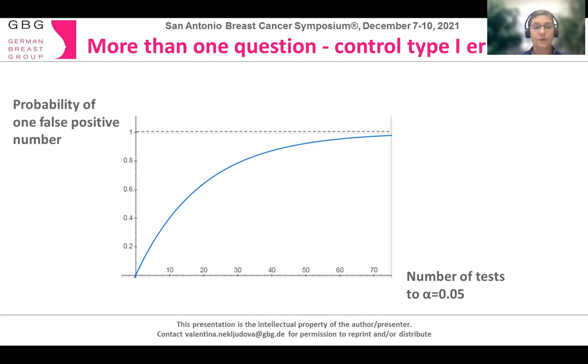If we just perform several comparisons, the type 1 error adds up. And as you see from the figure here, with more and more tests, the overall type 1 error gets closer and closer to 1. Adding questions to the trial is still possible, but it must be done under the control of the type 1 error, meaning that the overall probability of any false claim stays under your chosen alpha.